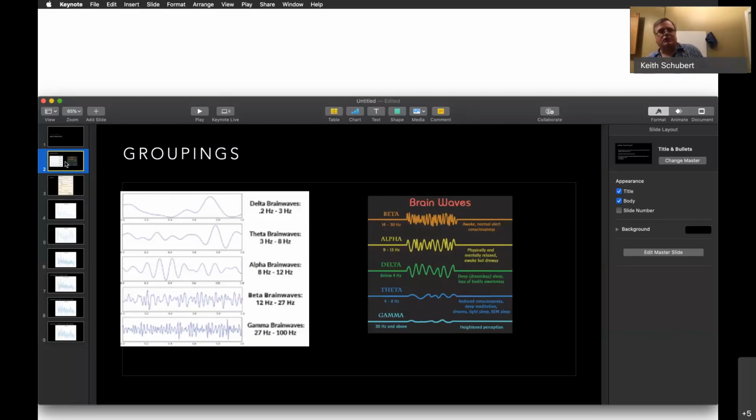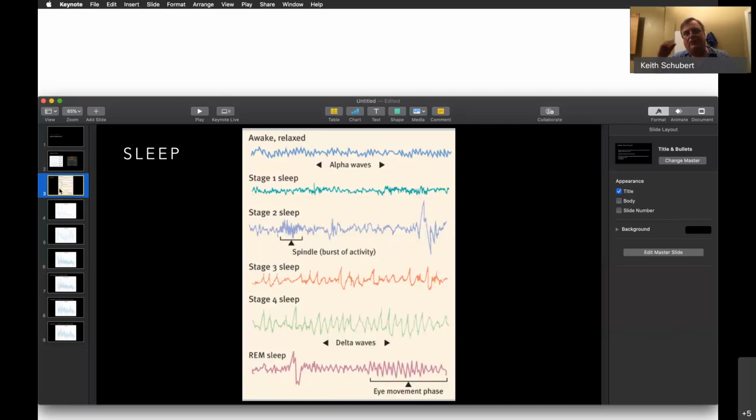All right, so that gives you the general groupings of brain waves that are out there. Let's take a look. Sleep is a good pattern because you can see a lot of activity in here. If you look at the very top one, I like this one for a lot of stuff. It doesn't do a great job identifying everything, but it has a lot of interesting activity in here.